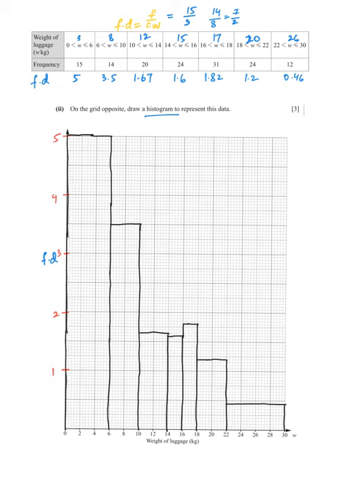You need to properly draw it with the help of a pencil and scale, and all the frequency density values are on the y-axis and all the class intervals are on the x-axis. Alright, in the third part it says estimate the probability that a passenger chosen at random has luggage weighing less than 13 kg. Alright, first we need to highlight 13 kg in my kg row.